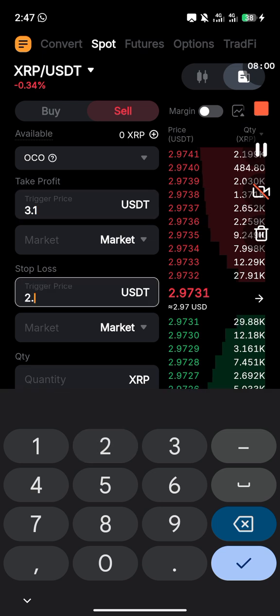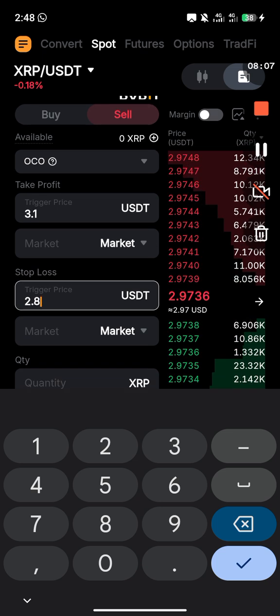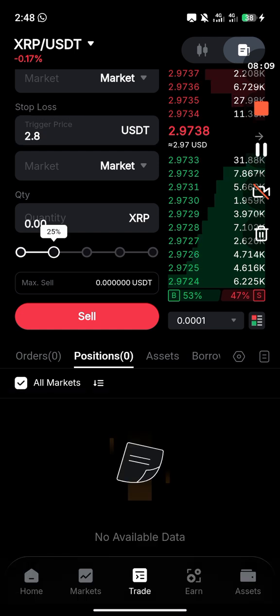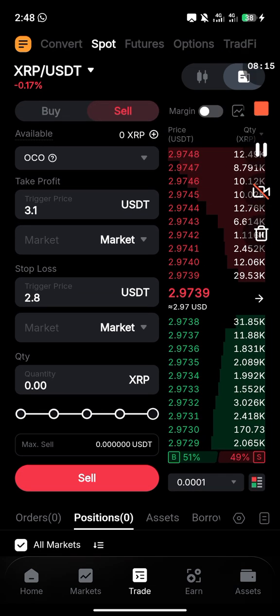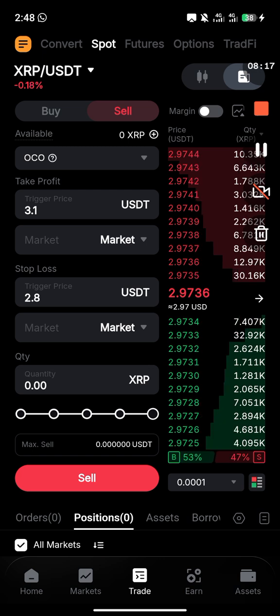Or if it goes down to 2.82, I can't afford to do more than that. If it goes down to 2.2, take me out with my loss, so to take my money out. All right, so I will now set the percentage that I want to take out. Is it 25%? Is it 50%? Is it 100%? Depending on what I want to take out from the market. So I will click on sell. That's the meaning of this.